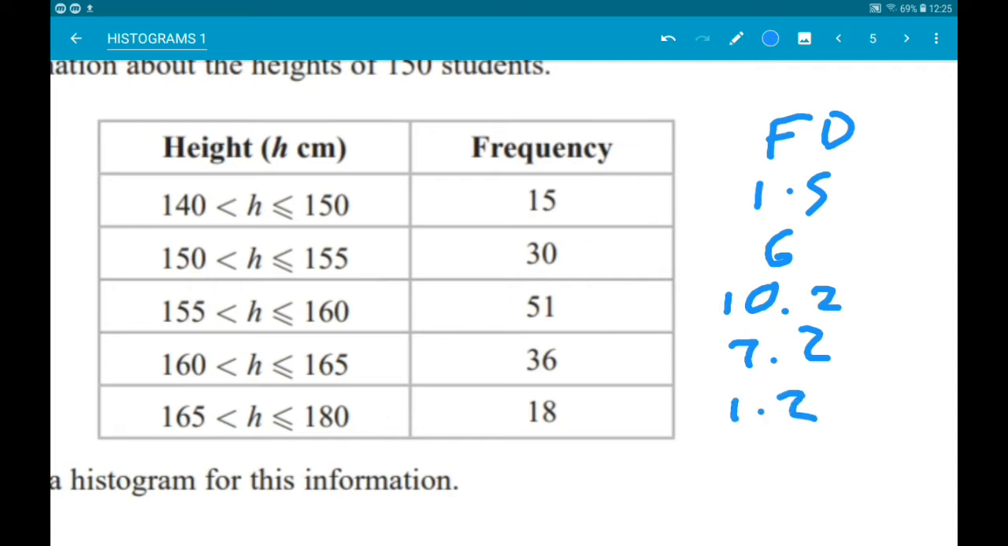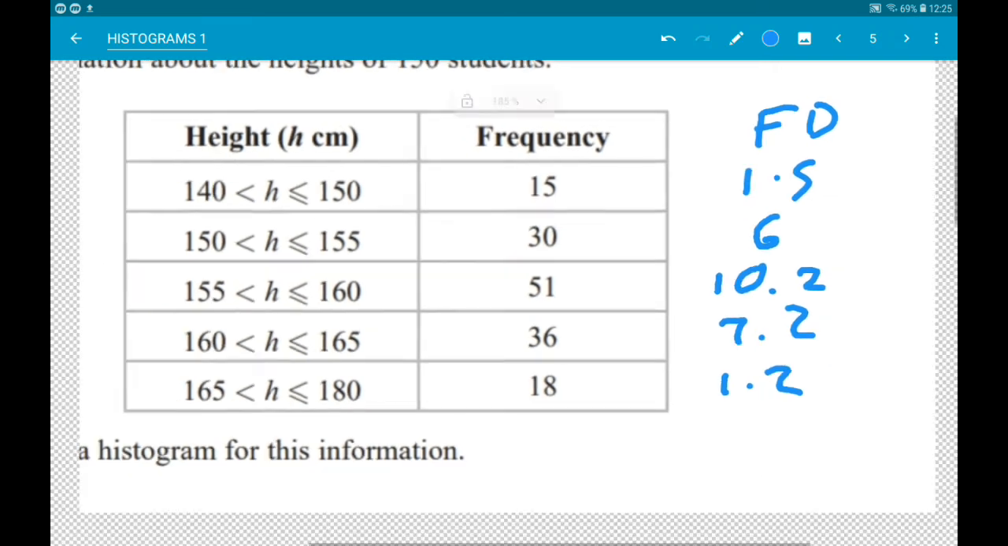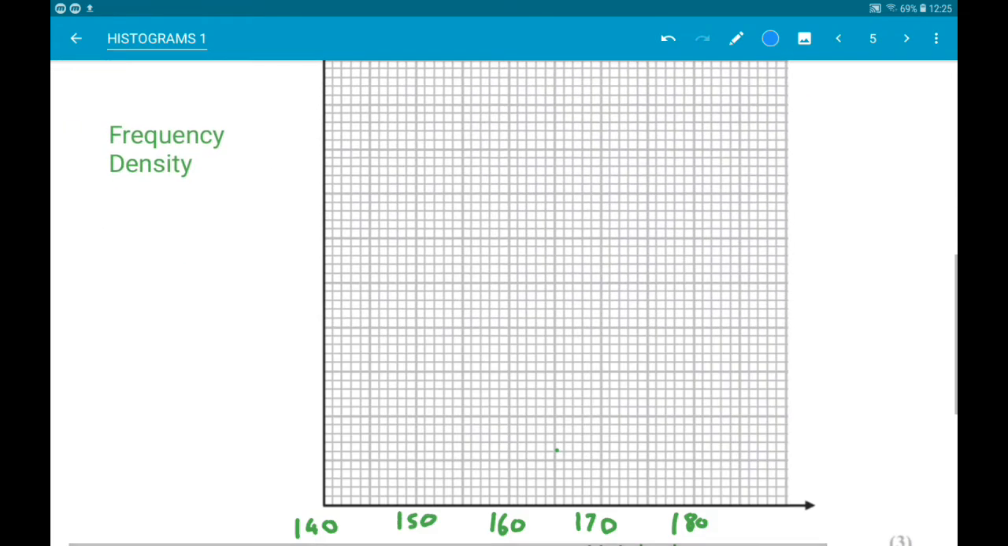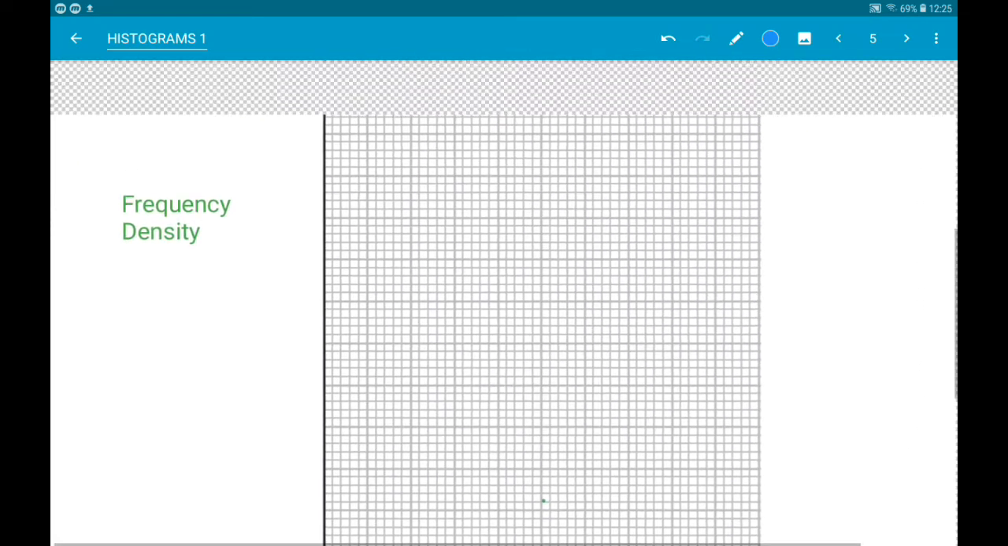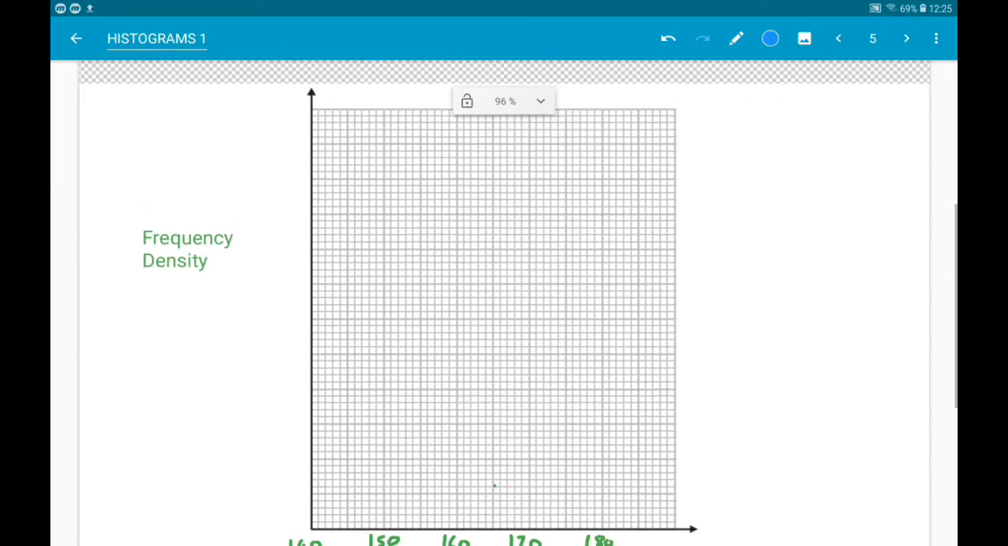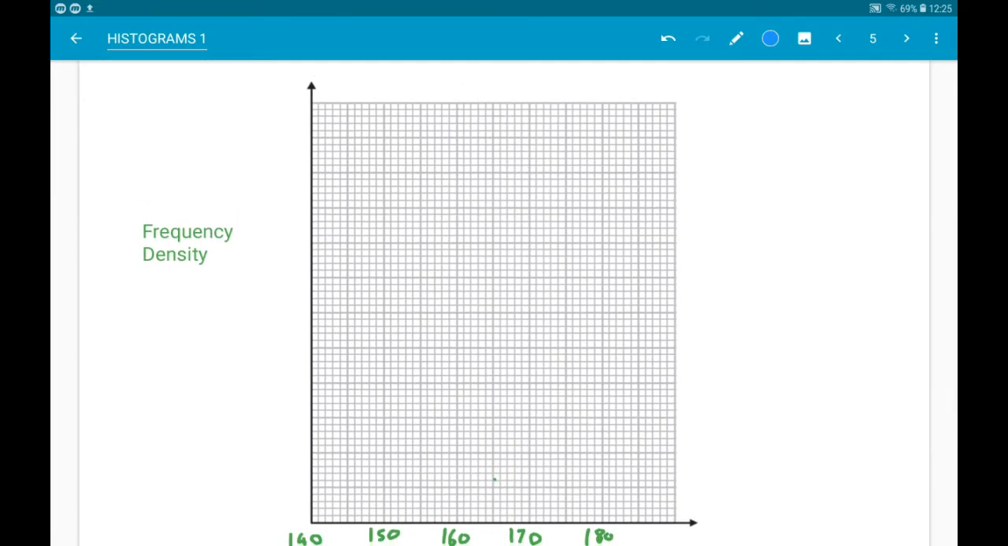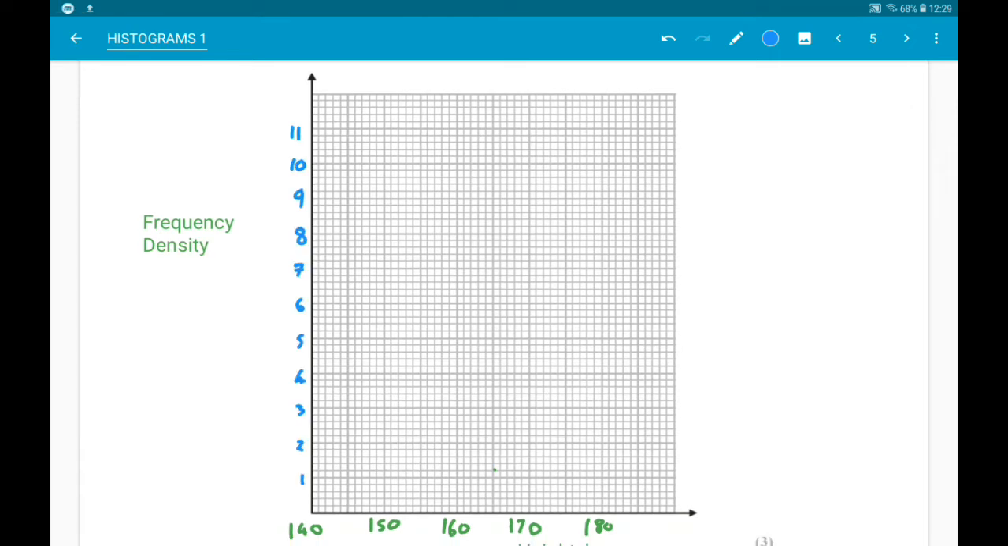Okay, so now we need to try and think of a scale that's going to work nicely with those numbers. So the biggest number we need to get up to is 10.2. So I'm going to make every 5 little squares be one whole. So then every 1 little square is 0.2. Okay, so there's the scale ready to rock.